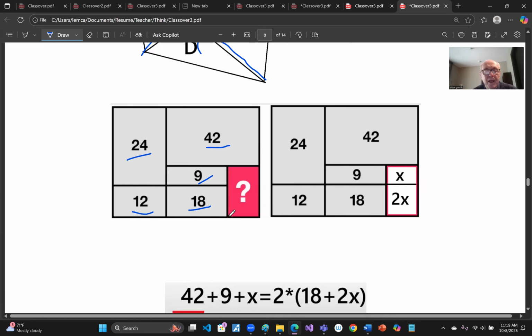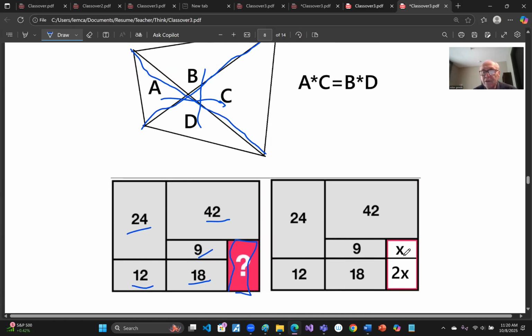But we don't know the area of the red rectangle, and we have to find it. Let's start the solution by representing this red rectangle with 2 white rectangles. I wrote that the area of the upper one is x and the area of the bottom rectangle is 2x. Why did I write 2x, Emily? Yes, because 18x should be equal to 9 by 2x. But we don't know x yet.